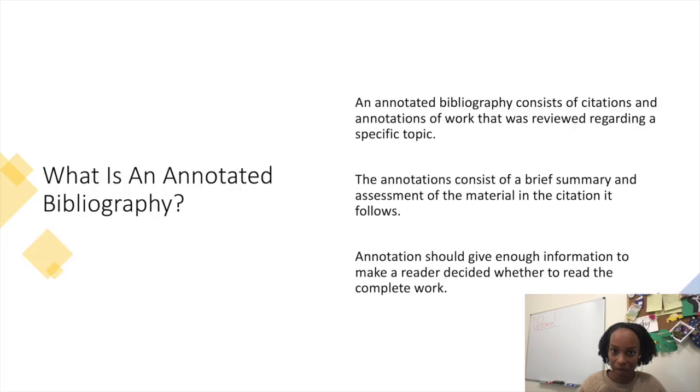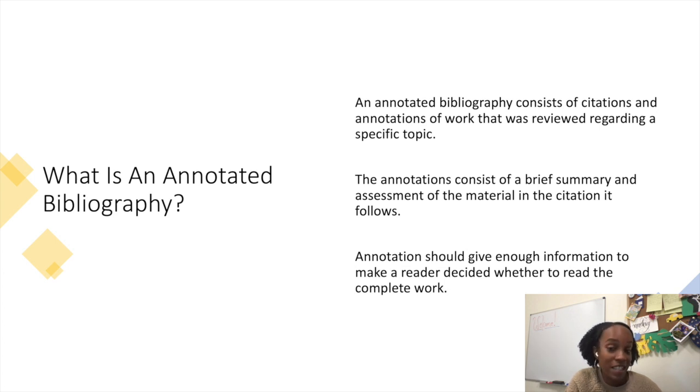Now, let's get started. So, what is an annotated bibliography? There's a lot of text on the screen, so if you want to pause it and do a screen grab, by all means, but let's go through each of the bullet points, okay? An annotated bibliography consists of citations and annotations of work that was reviewed regarding a specific topic. So, you know how you do your research of different types of books and articles and websites and anywhere where you can get information? Well, an annotated bibliography is a collection of that, the citations of it, as well as the annotations. Now, what's an annotation?